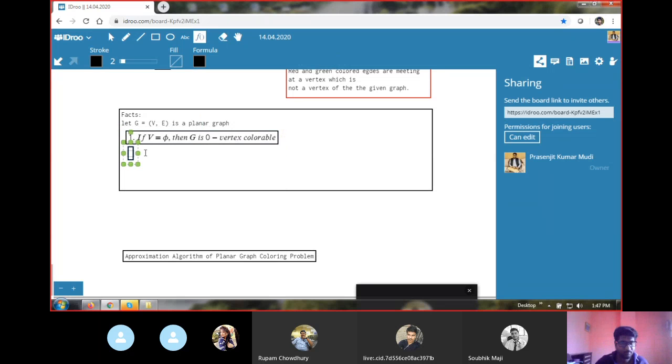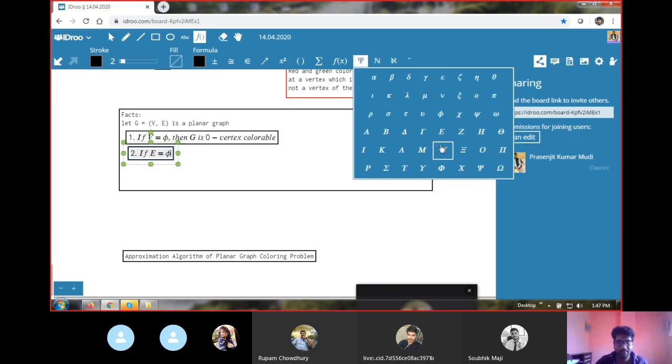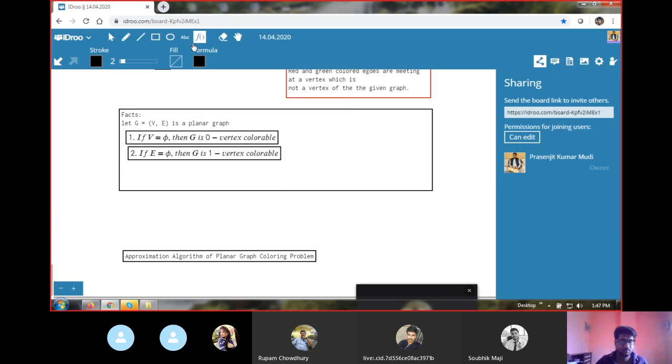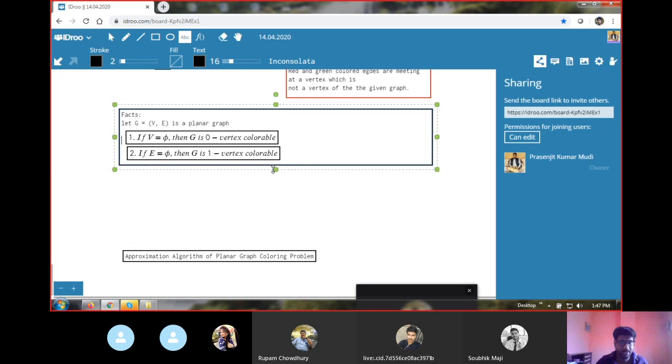Fact number two: if the set of edges is an empty set, there is no edge, then G is one vertex colorable. So these are two important facts, and then we have a theorem.